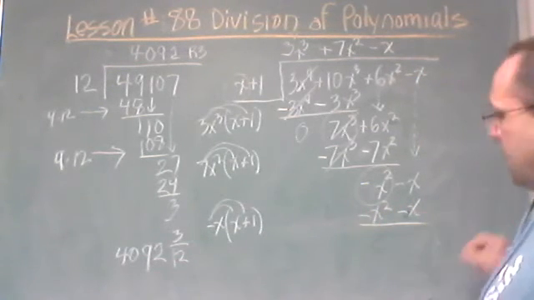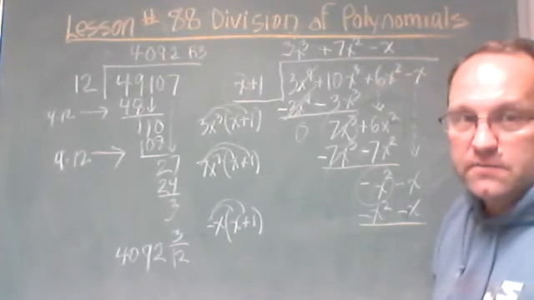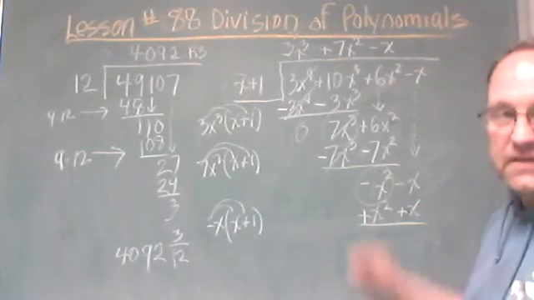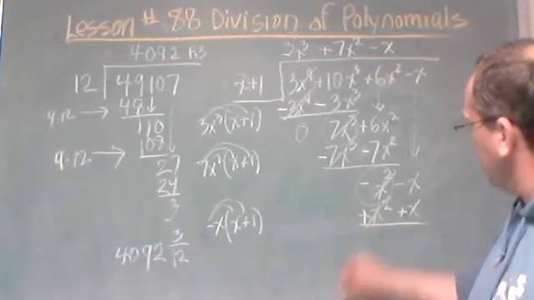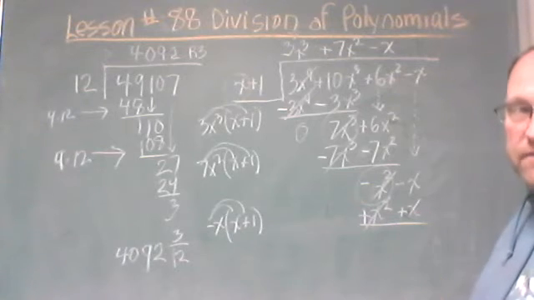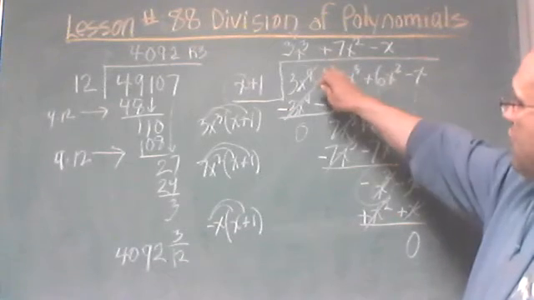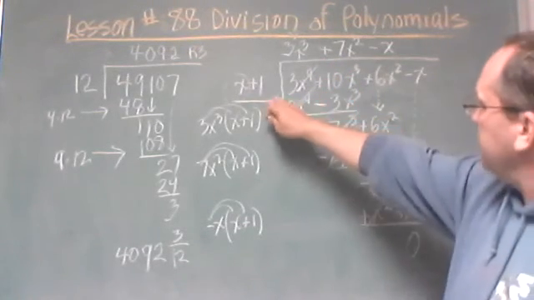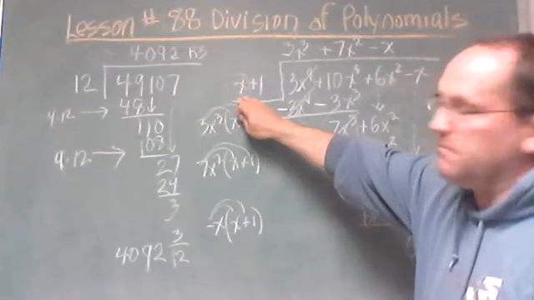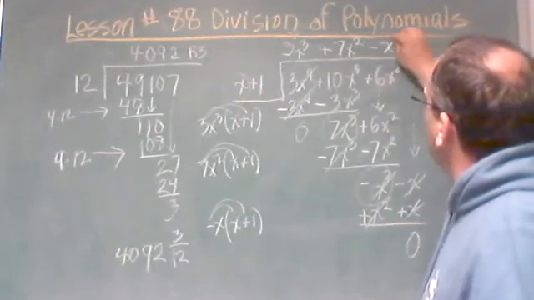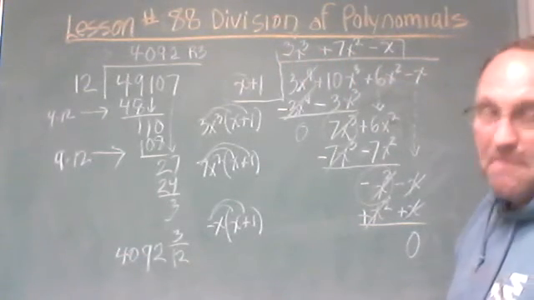Then I draw my line to subtract that, but I'm not going to subtract. I'm going to change the sign of both of these and add them. So I got a minus x squared and a positive x squared. They cancel. I get a minus x and a positive x. They cancel. I get 0 as a remainder. So for this problem, when I divide this 4-term polynomial by x plus 1, I get this trinomial right here: 3x to the third plus 7x squared minus x.